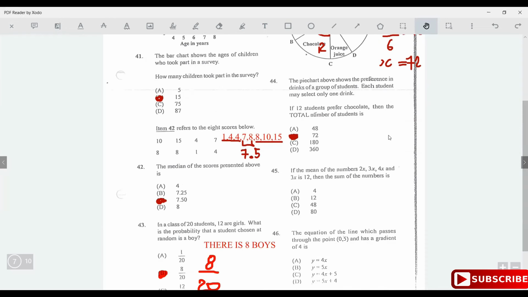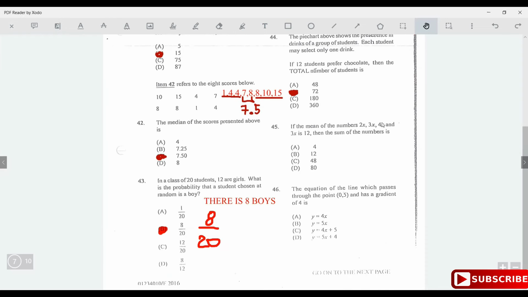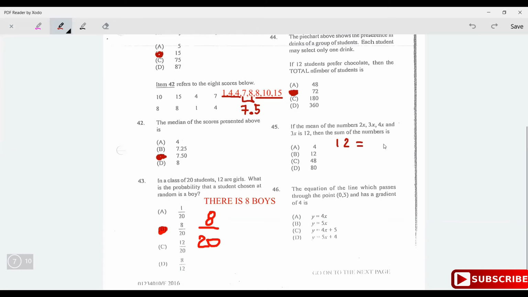It says if the mean of the numbers 2x, 3x, 4x, and 3x is 12, then the sum of the numbers is. Now first thing, you have to know that mean is average, and so the average 12 is equal to 2x plus 3x plus 4x plus 3x. When you add up 2x, 3x, 4x, and 3x, that is 7x, 10x, 12x. And so 12 is equal to 12x divided by how many numbers? 1, 2, 3, 4. So that's 4, all right?